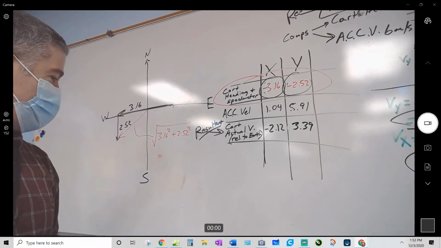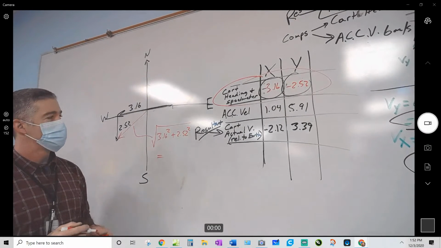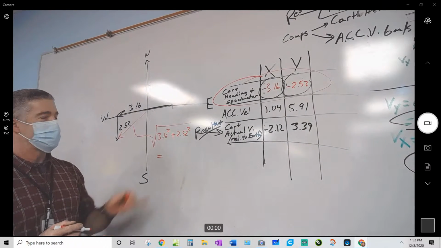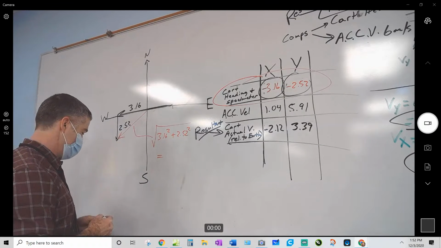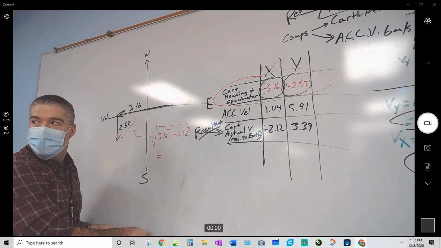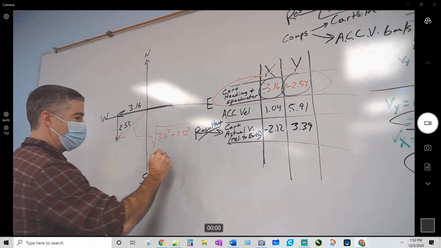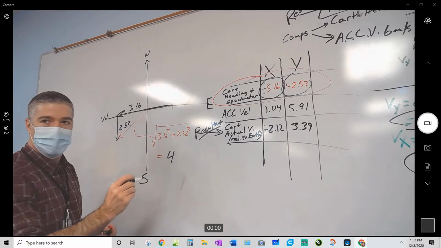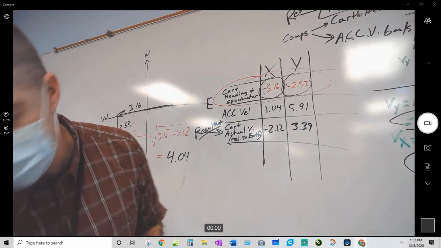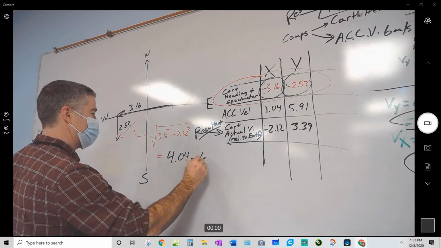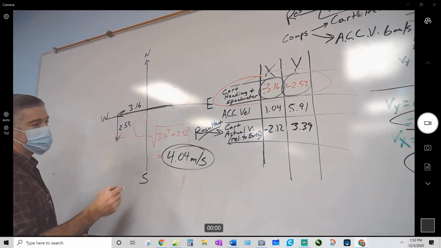16 plus 3, 4. You have to take the square root, so it's around 4. Precisely, is it exactly 4? It is 4.04. Yeah, that's what I got before when I did this. 4.0 meters per second. So that's the magnitude.